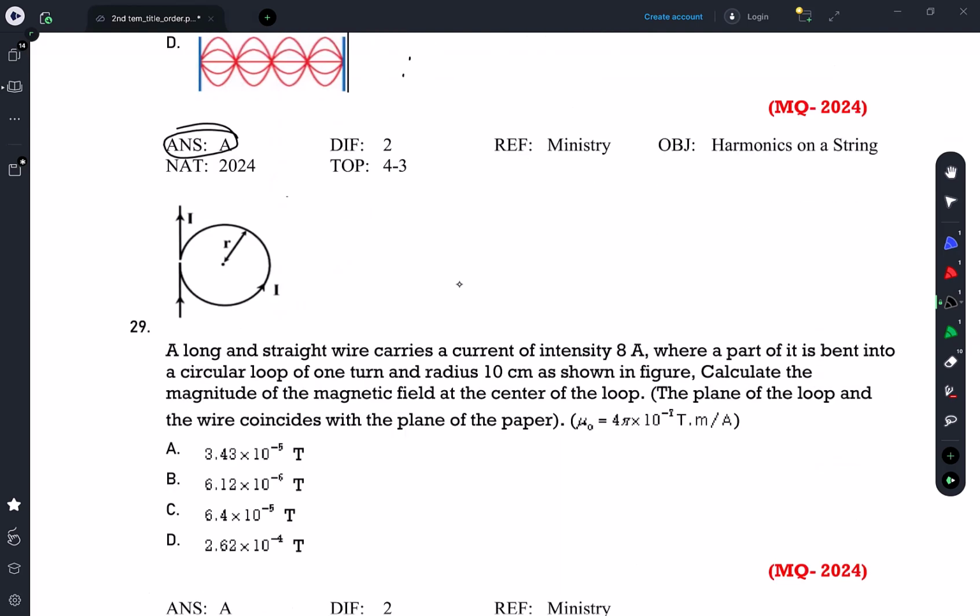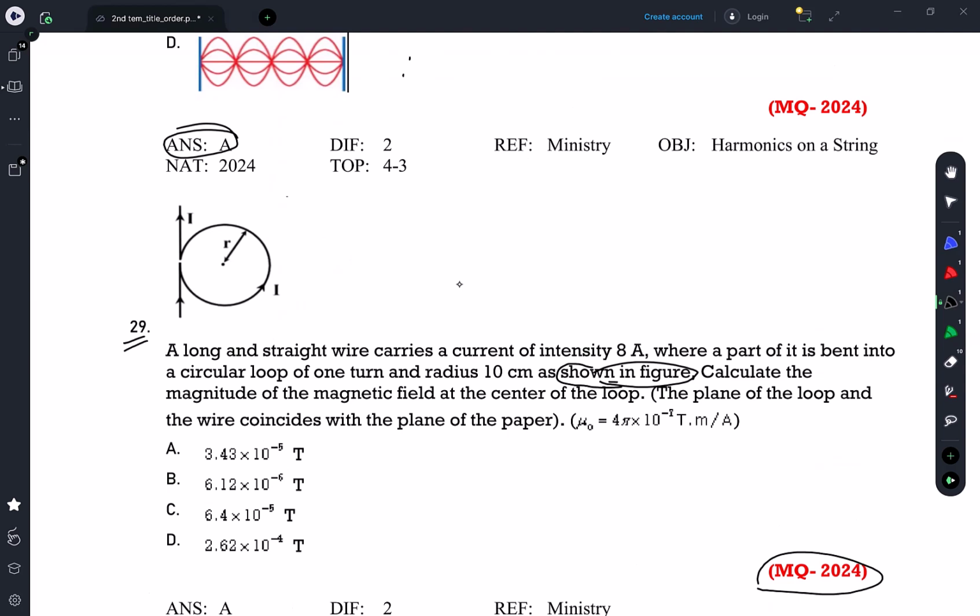Question number 29. This is also a sample problem in the book, and it is asked for the first time again. A long and straight wire carries a current of 6 amperes, where a part of it is bent into a circular loop of 1 turn and radius 10 centimeters, as shown in the figure that is given. Of course, we may have several configurations that can be given for this question.